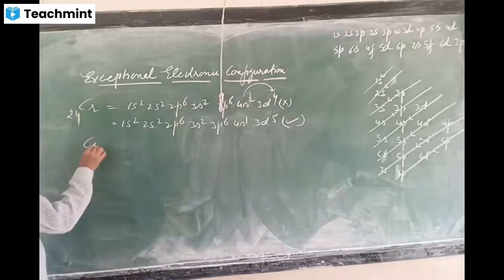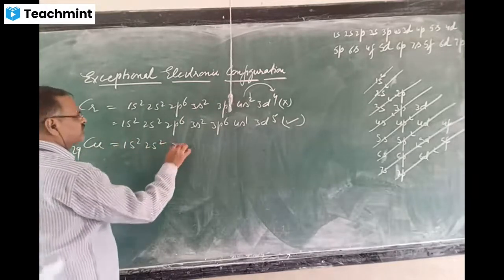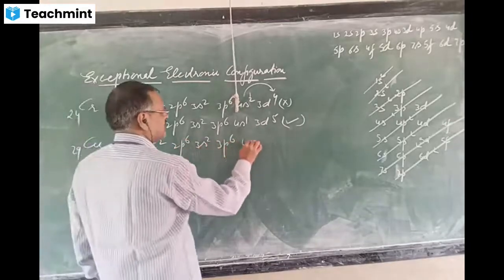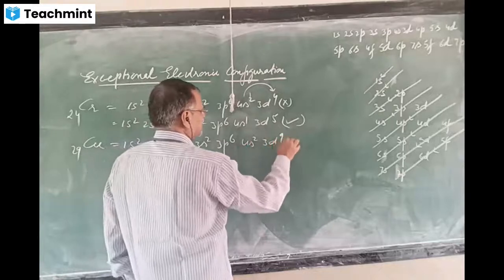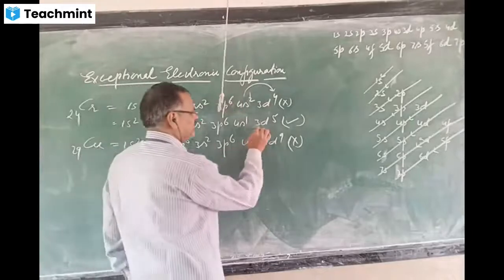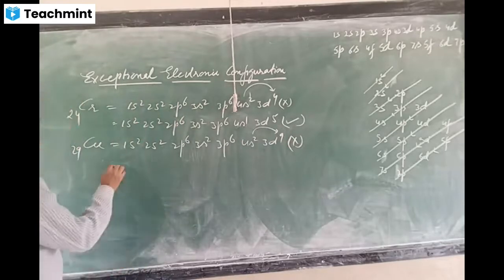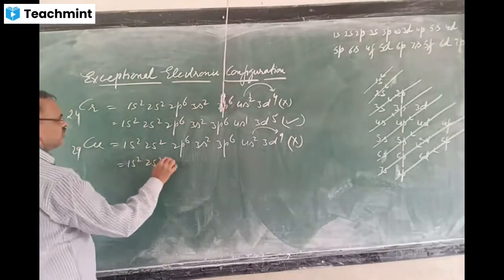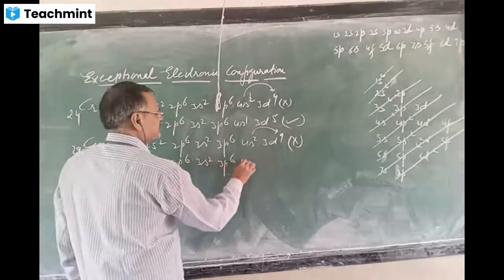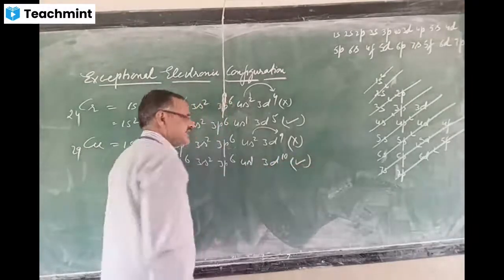In the same way, if you take copper: 1s2, 2s2, 2p6, 3s2, 3p6, 4s2, 3d9. This one is wrong. What will happen? One electron is transferred from 4s2 to 3d9 to make it a completely filled orbital. So 1s2, 2s2, 2p6, 3s2, 3p6, 4s1, 3d10. So this is the correct one.